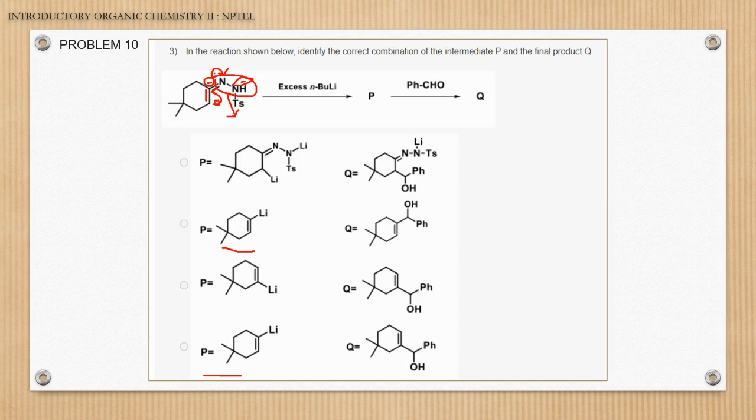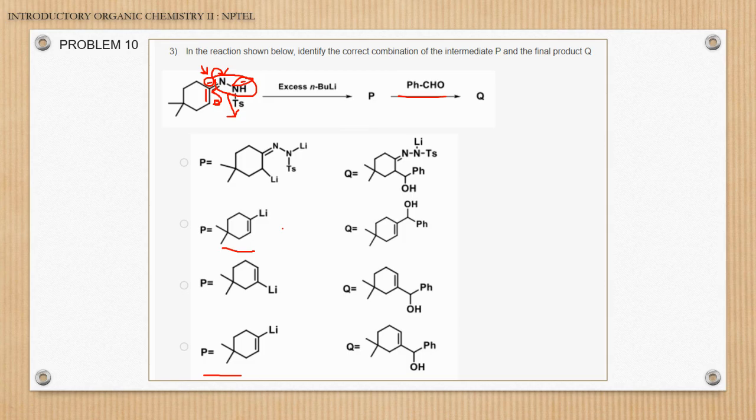How are you getting this? After the removal of N2 through the Shapiro reaction, a negative charge forms at this position and is trapped by lithium. That is why you are getting lithium at this position. Fine. Now this is sorted. Now what is the next step? They have added an aldehyde, benzaldehyde, in the reaction. So now what will happen?